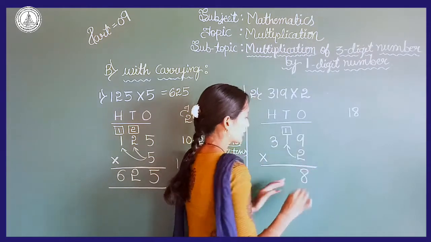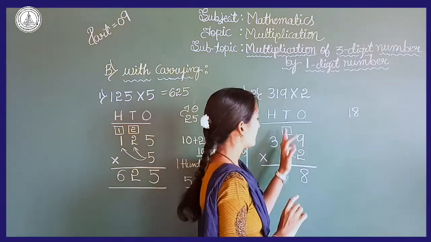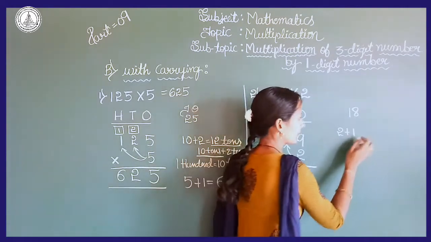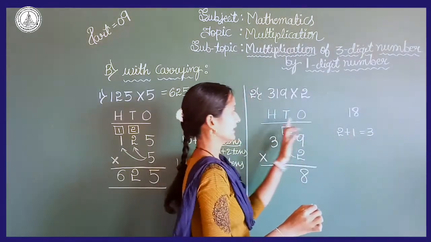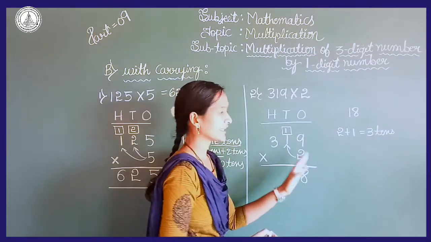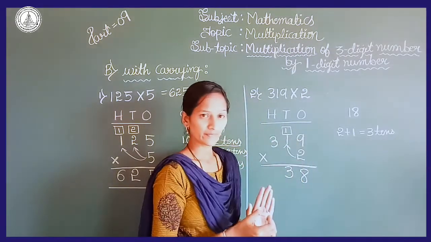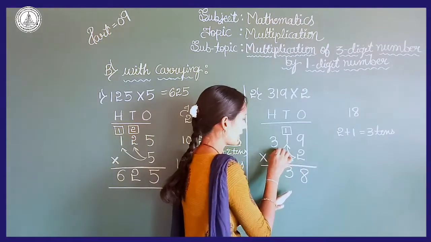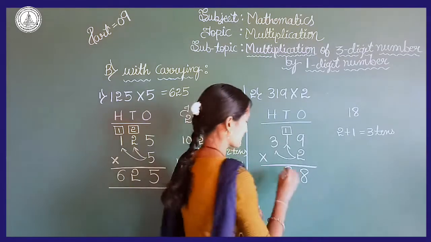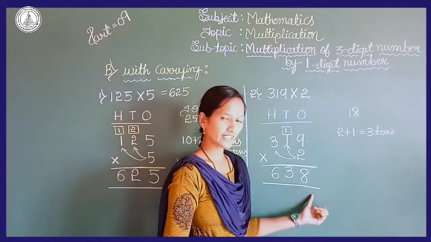So now come to the tens column. 2 into 1, it is 2, right? This 2 plus 1. This 1 is a carry, right? So 2 plus 1, it is 3 tens. 3 is a single digit number, so I am writing it directly here. Next move to the hundreds column. 2 into 3. 2 threes are 6. So write down here 6. So which is our product? 638 is our product.